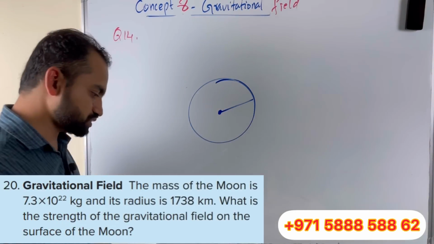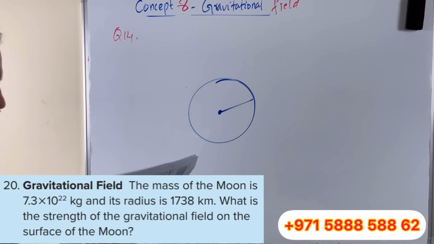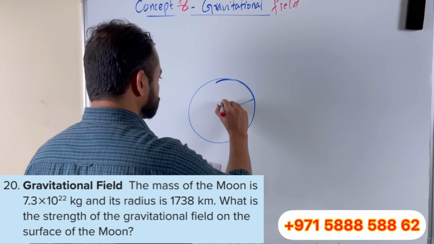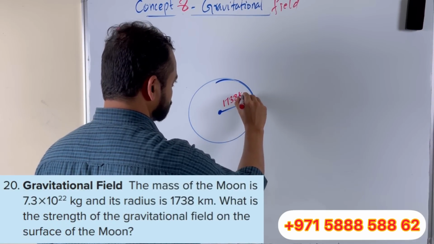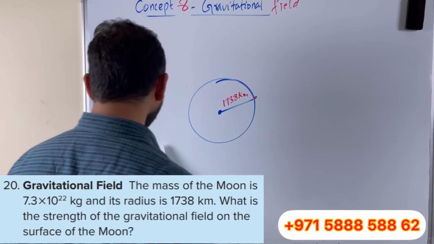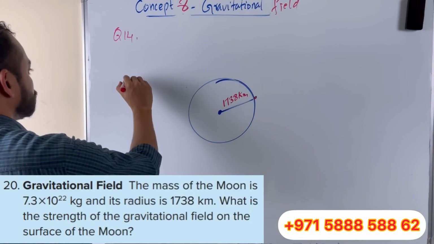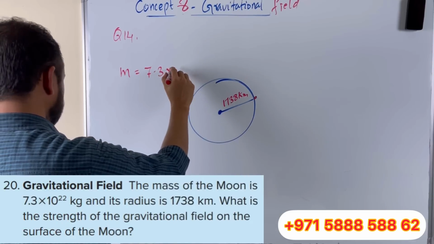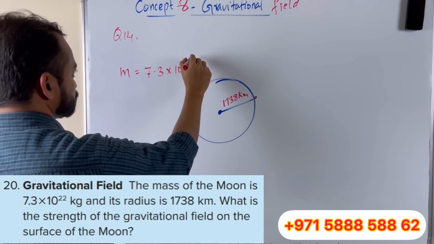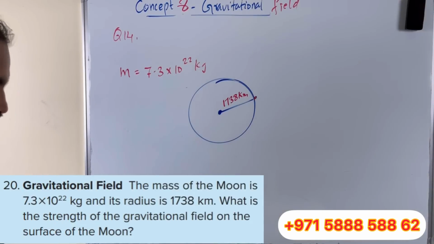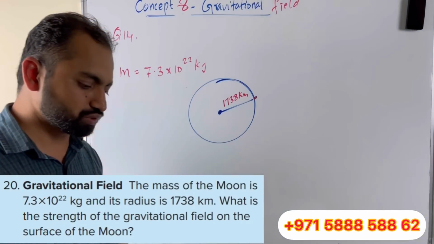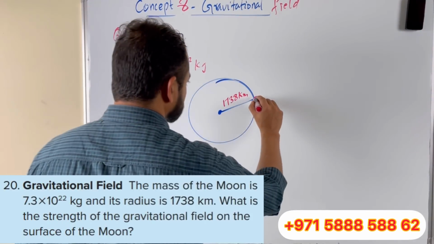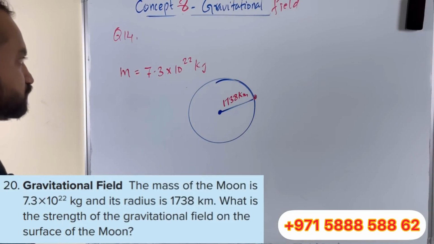What is the radius of the moon? The radius of the moon is 1738 kilometers. And the mass of the moon is 7.3 times 10 to the power 22 kilograms. And the question is, what is the strength of the gravitational field on the surface of the moon? So we have to calculate the strength of the gravitational field on the surface of the moon.